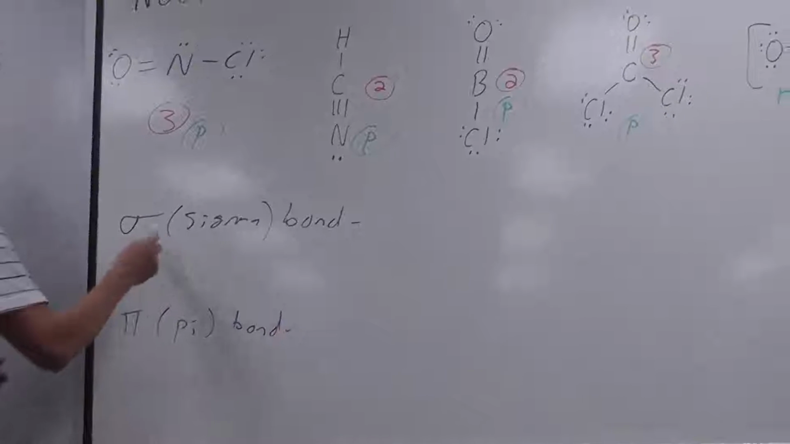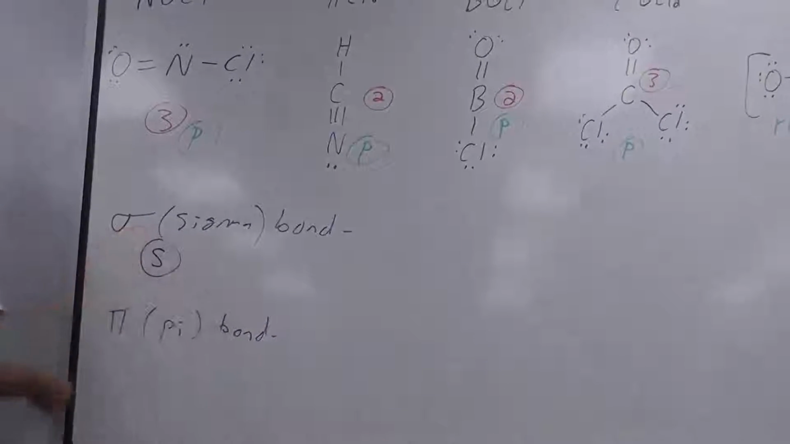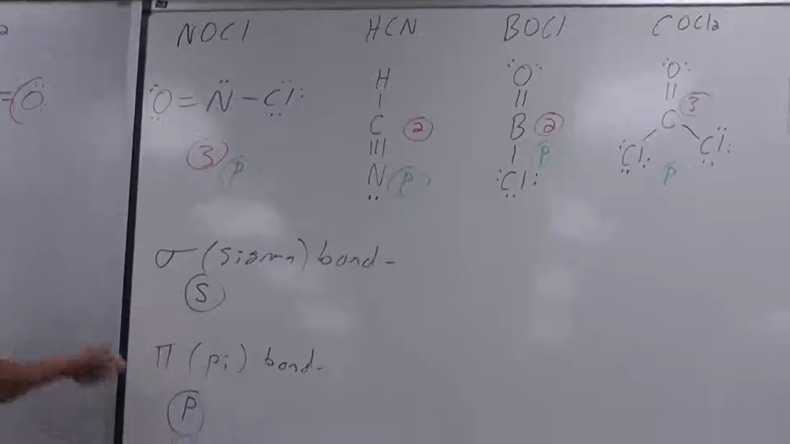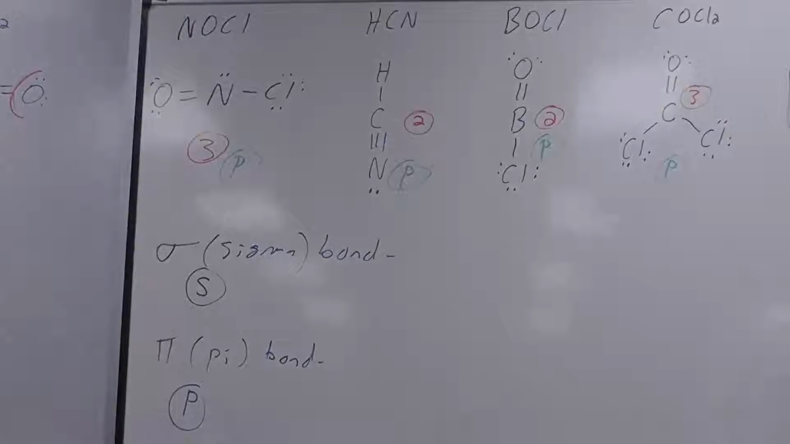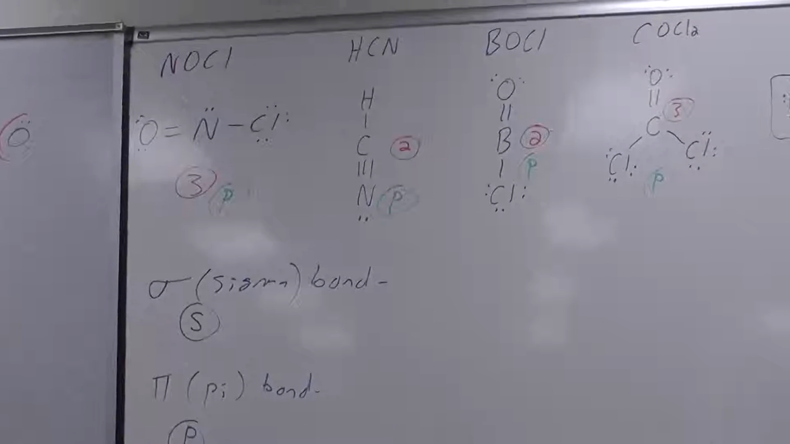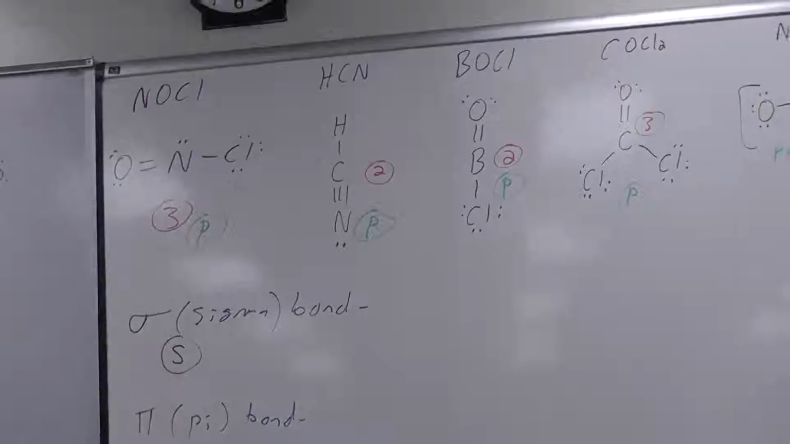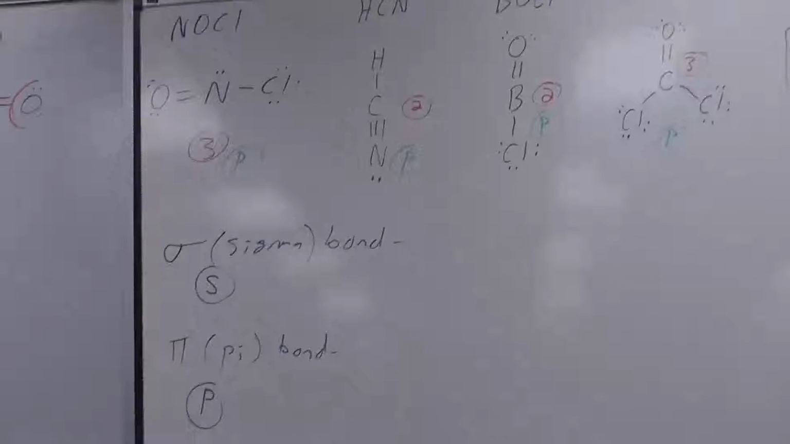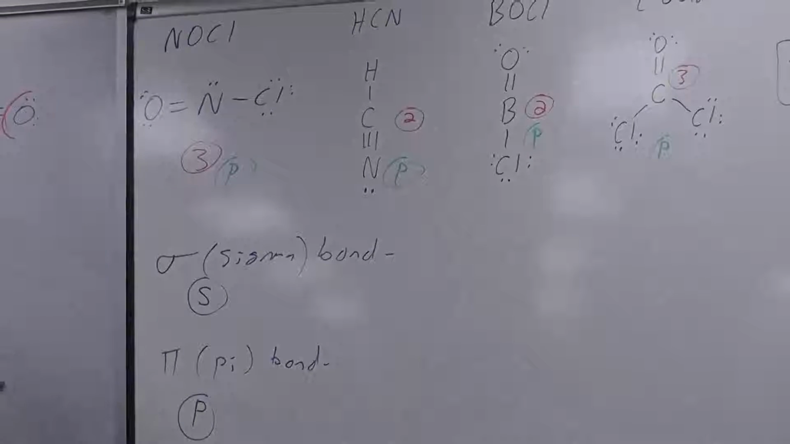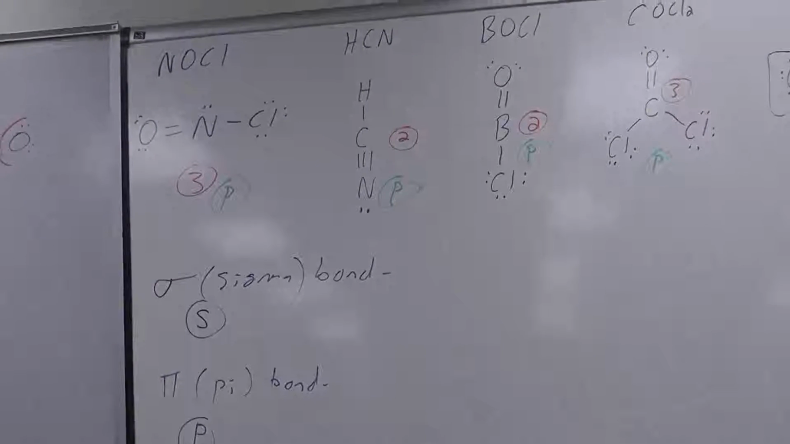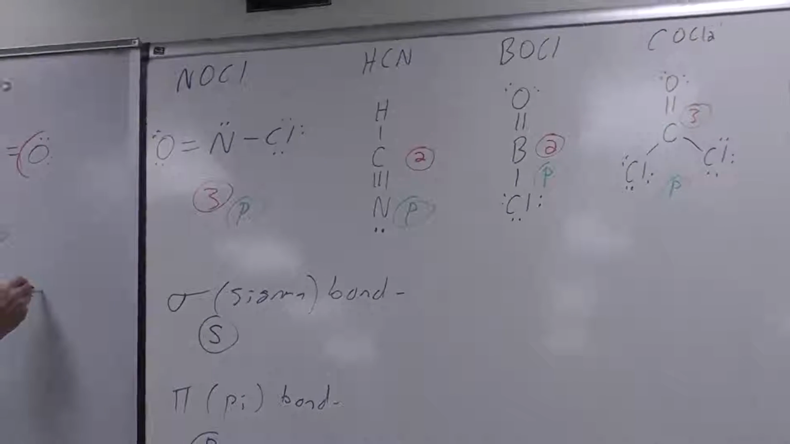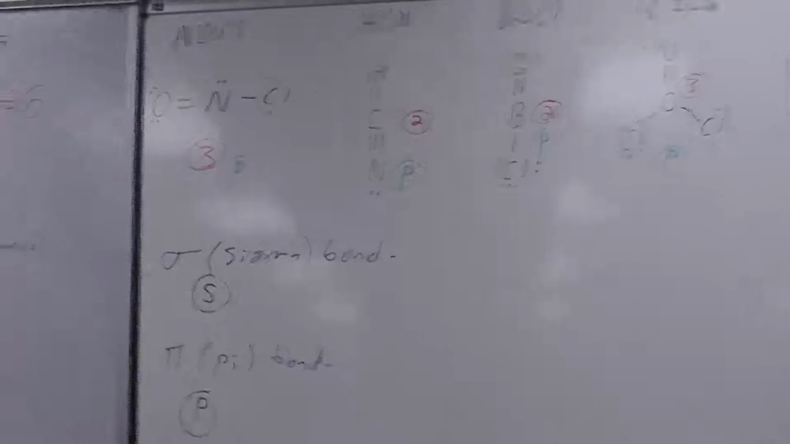Sigma is Greek letter for S, pi is Greek letter for P, and S and P are orbital types. So you would be right in suspecting this has something to do with orbital shapes and how orbitals fit together to form bonds. Shapes of orbitals. S orbitals are perfectly spherical. They're just round, three-dimensionally round.